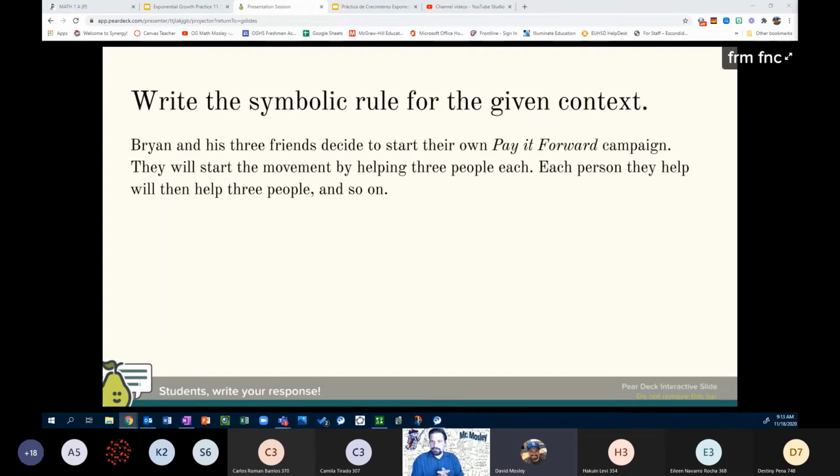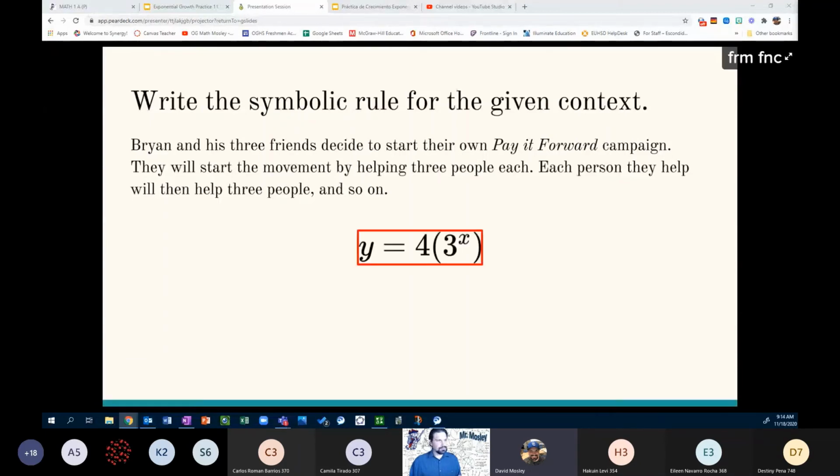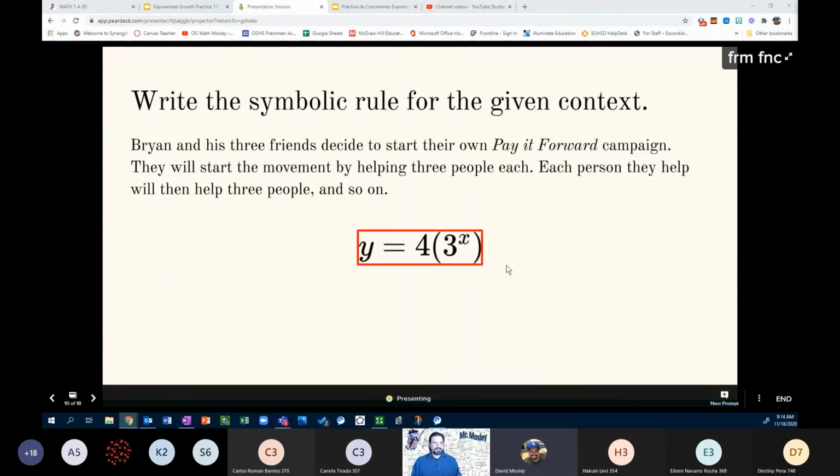All right. We're going to look at this one. We're going to look at the answer. We're kind of all across the board here with the responses. So let's look at this. The solution on this, we get the formula y equals 4 times 3 to the x.